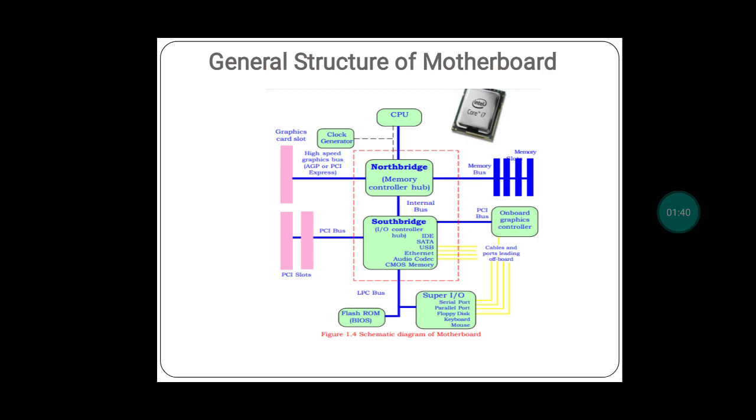We already know RAM is the fastest, that is a primary memory. ROM is also primary only, but that is slower compared to the RAM. So north bridge is managing the RAM and south bridge is managing the ROM. Now we will see in depth of this.